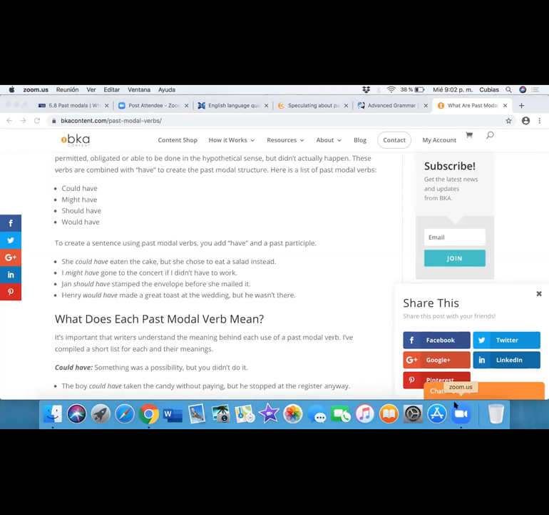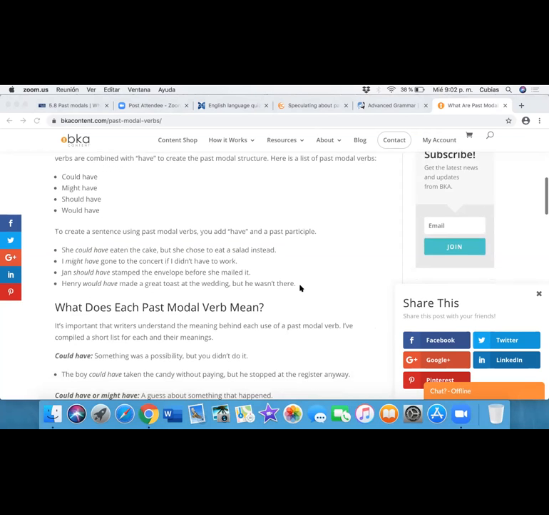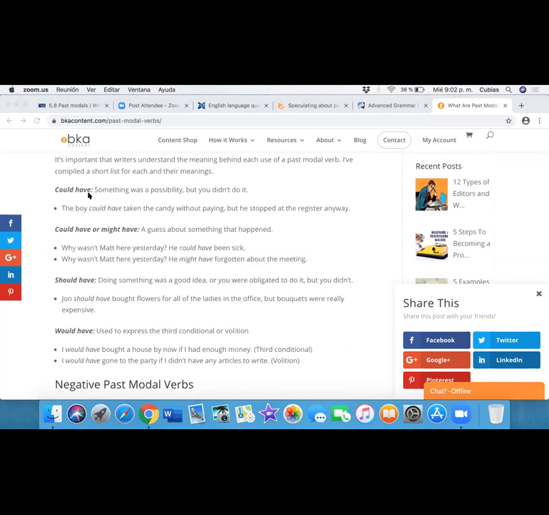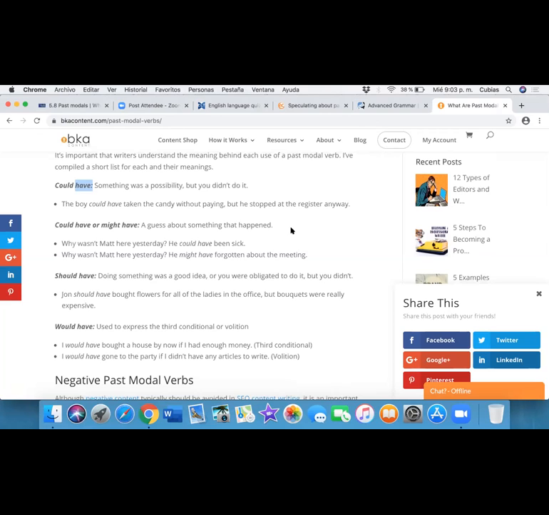Also, before I forget, let me close this part. You also have it in the chat, I sent it to you in the chat. That way you can read it if you don't understand the explanation. But the idea is that we make the past modals by putting the auxiliary in the past, like can to could, or will to would. But another very common form is that we use have. So we say could have, would have, might have, and this indicates the idea in the past.